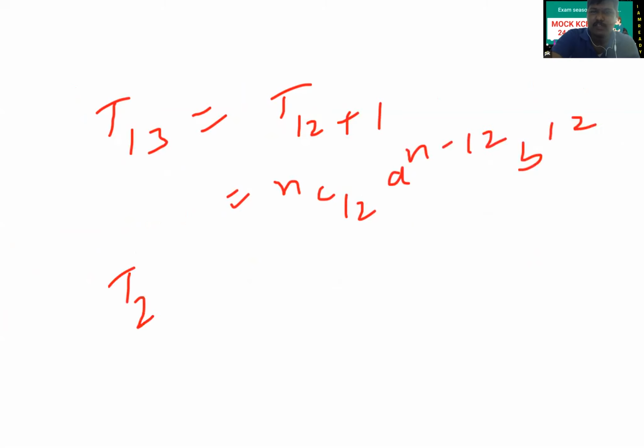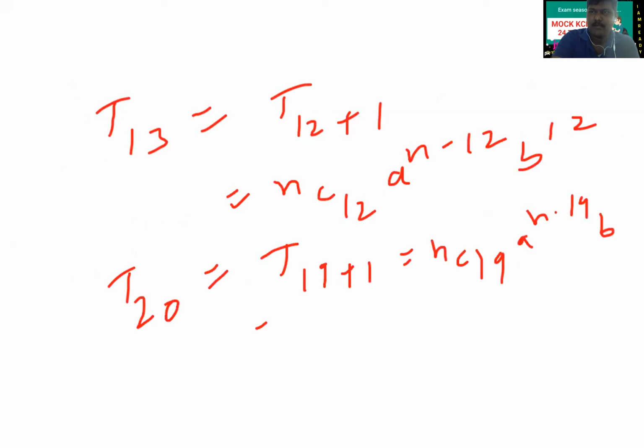We want 20th term. How to write? T19 plus 1. NC19, A power n minus 19, B power 19. Understand? To find any of the term in the middle, it is possible.